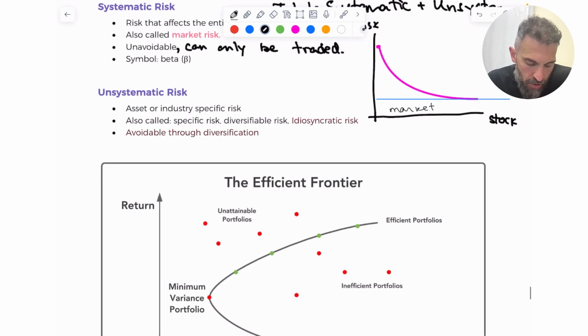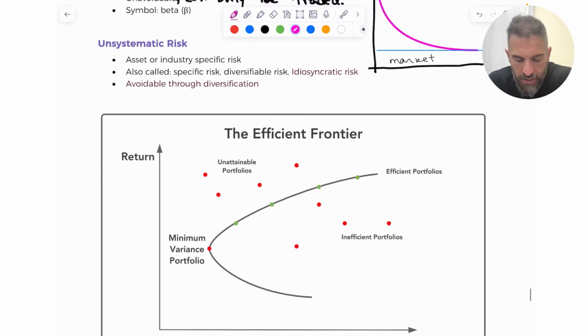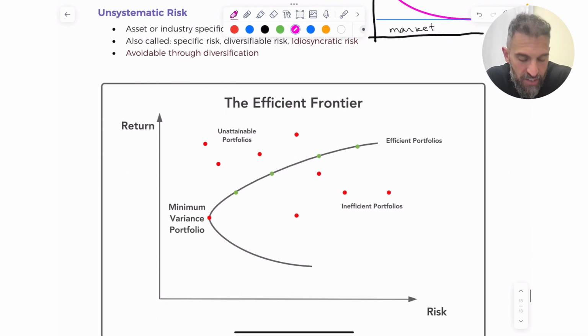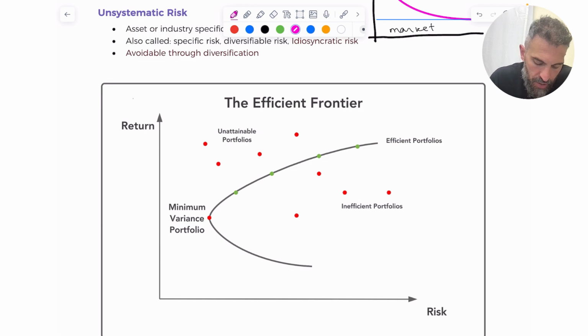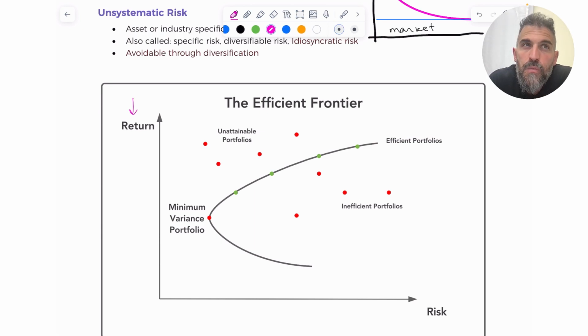Lastly, you've got something here called the efficient frontier. And this is kind of an old concept that is slowly being phased out, but it's still important for understanding the basics. It shows you the relationship between risk, return, and different portfolios. You've got return over here on the y-axis and risk on the x-axis. And the concept here is that there are certain portfolios that are better than others.